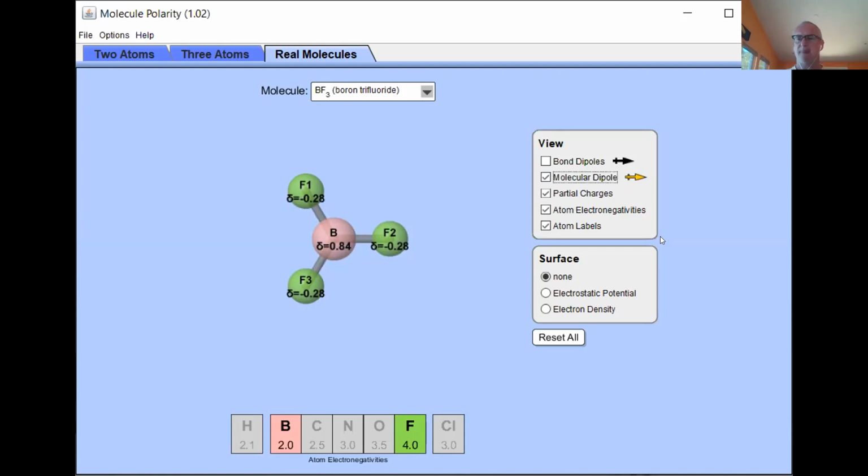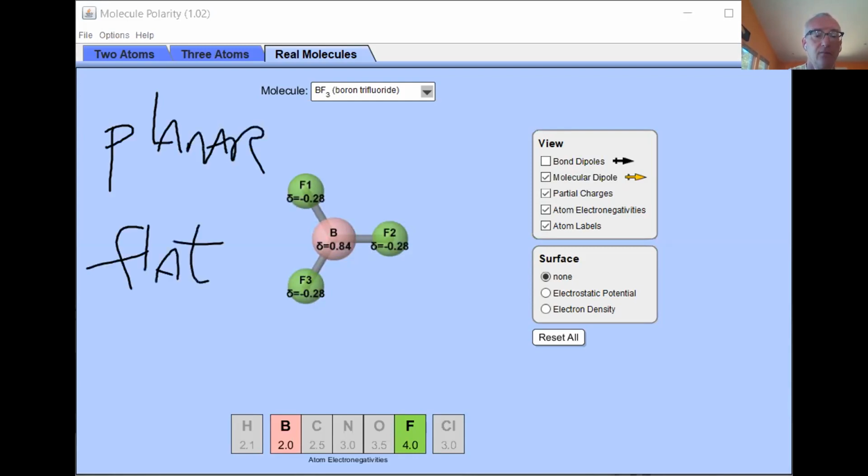What's different about the shape? Compare what we just looked at with ammonia and compare that to the shape of boron trifluoride. What's different about the shape? The shape is in a planar structure. That's exactly right. BF3 is planar, meaning all of those atoms are on the same plane. And when it's planar, it's flat. So this molecule is completely flat, meaning there's no top and there's no bottom. It's completely flat. And it's completely symmetrical.